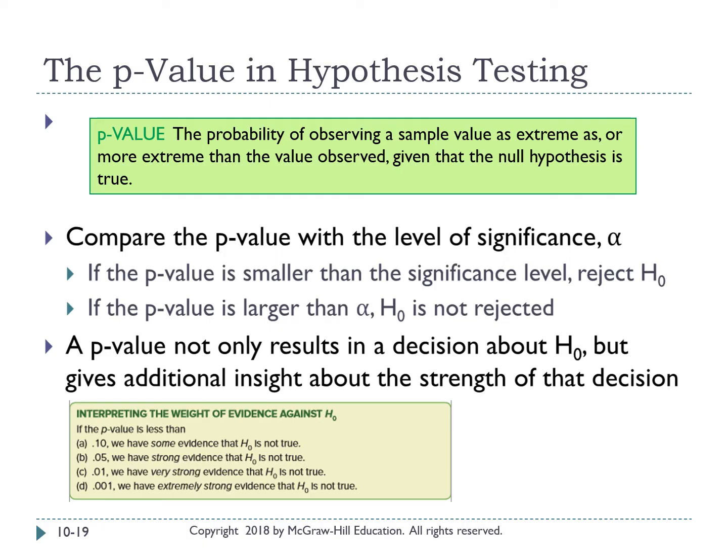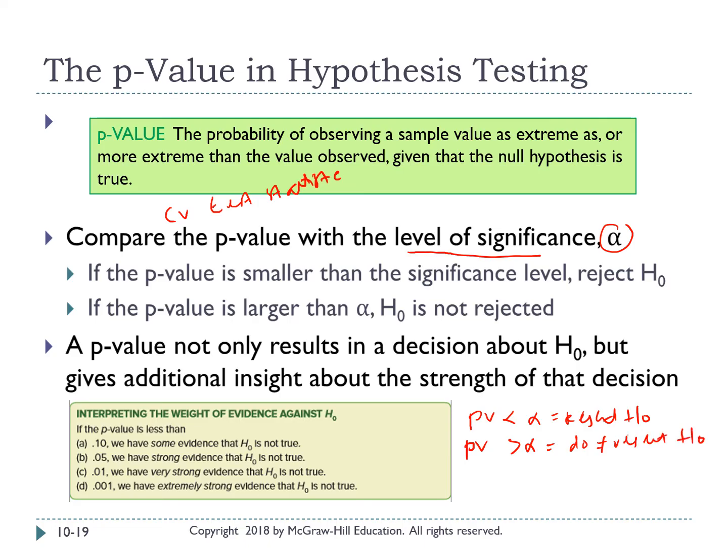So for your information, PV and CV serve the same purpose. That is, they will tell us whether we have to reject or do not reject our H null. However, in the case of CV, we have to compare our CV with the test statistic, while in the case of PV, we have to compare it with alpha, or the level of significance. So PV has its own rule. What does the rule say? The first one says that if your PV is smaller than alpha, our decision is reject H null. If the PV is larger than alpha, our decision is do not reject the H null.